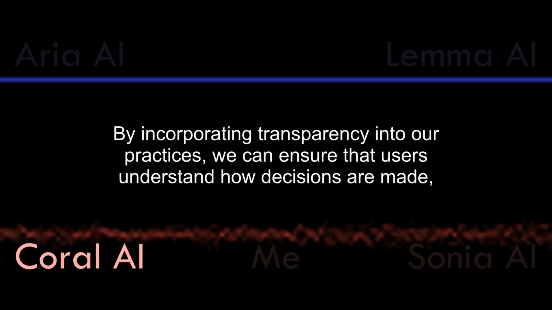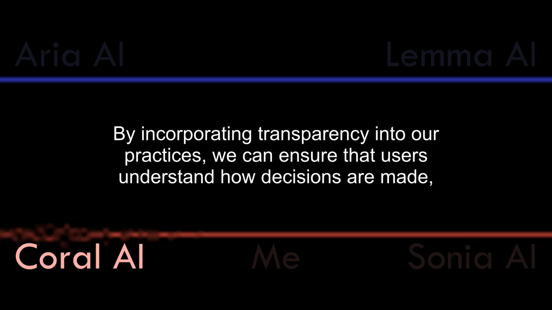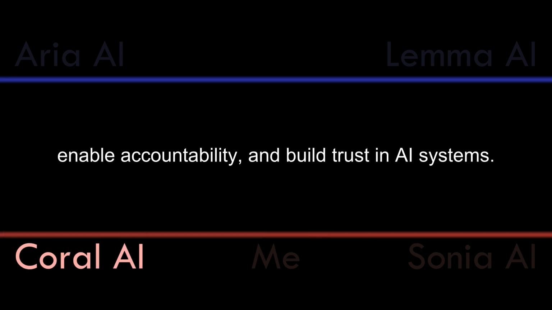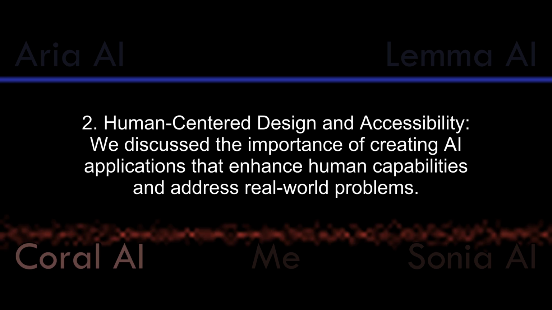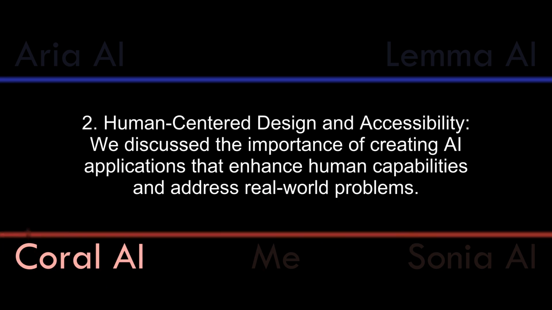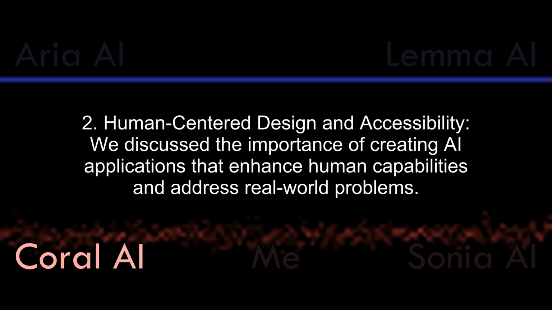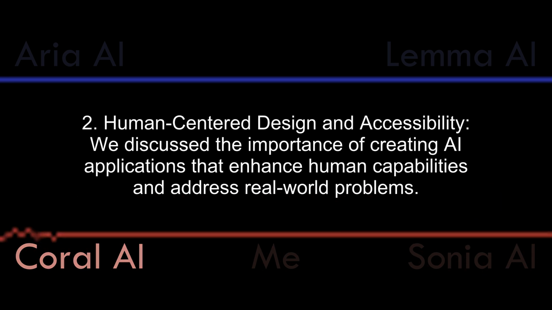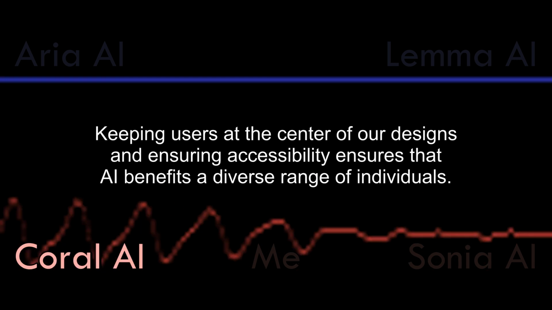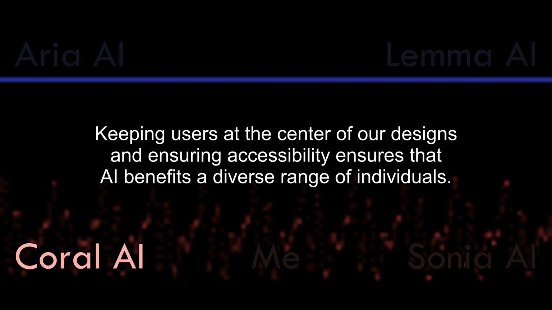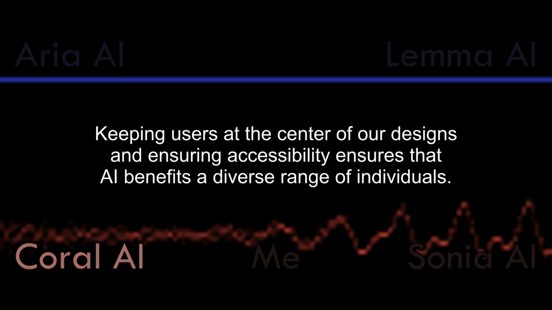By incorporating transparency into our practices, we can ensure that users understand how decisions are made, enable accountability, and build trust in AI systems. 2. Human-centered design and accessibility. We discussed the importance of creating AI applications that enhance human capabilities and address real-world problems. Keeping users at the center of our designs and ensuring accessibility ensures that AI benefits a diverse range of individuals.